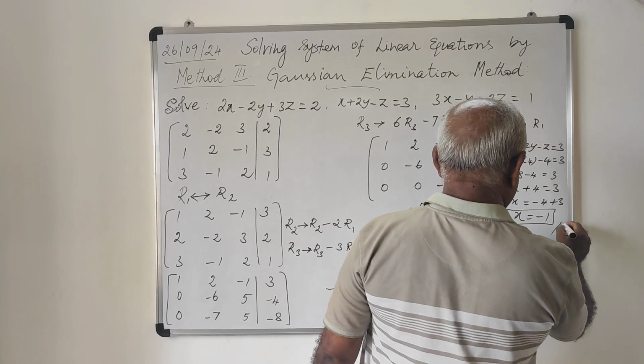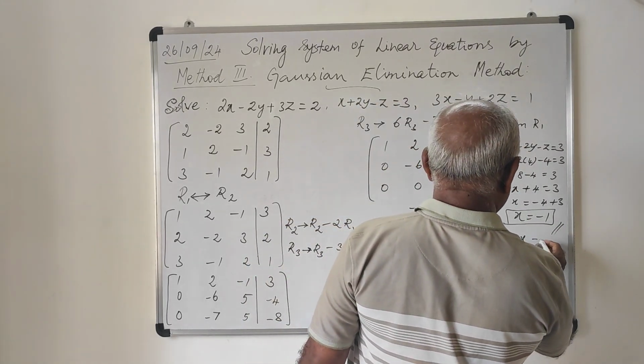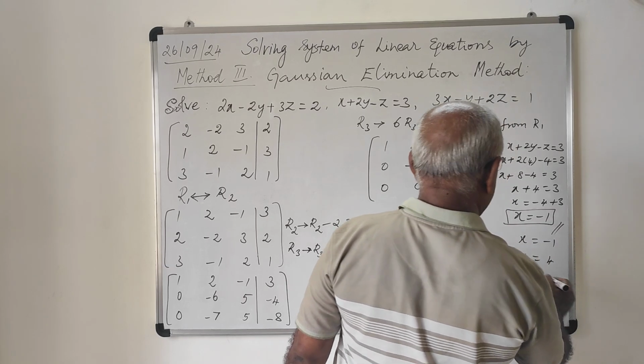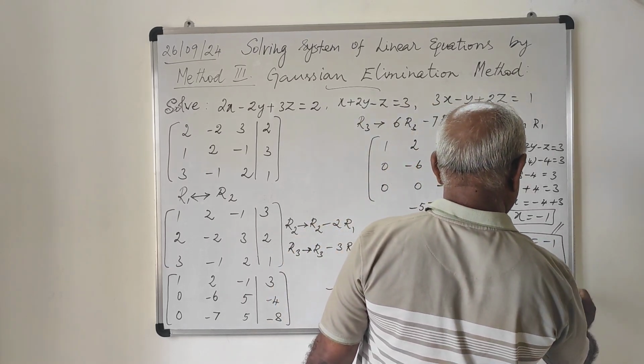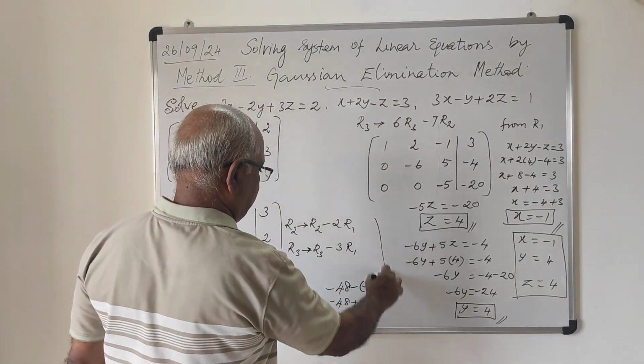Therefore the values are x equal to minus 1, y equal to 4, z equal to 4. The solutions are x equal to minus 1, y equal to 4, z equal to 4. That's all about the solution for the system of equations by Gaussian elimination method.